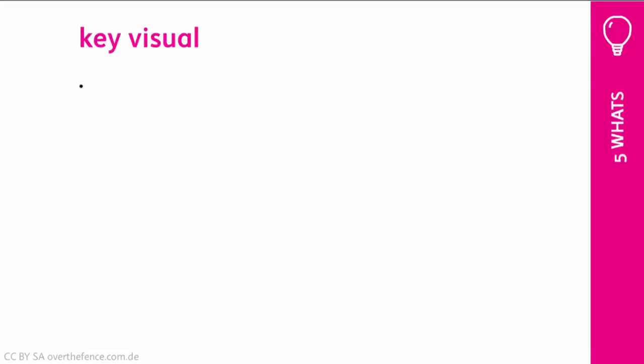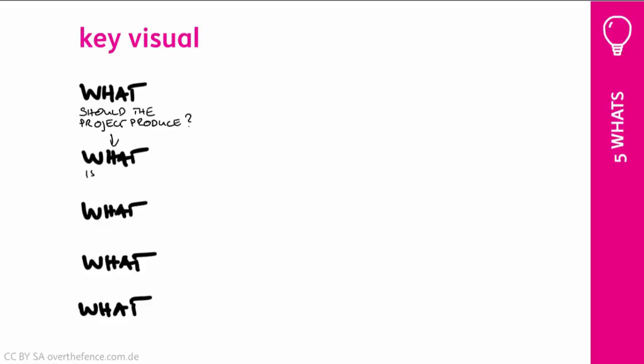5 Whats is the counterpart to 5 Whys. While you use 5 Whys for figuring out the purpose of a project, you apply 5 Whats in a very similar way for clarifying the project result. So start with the question, what should the project produce? Repeat the what question 5 times.